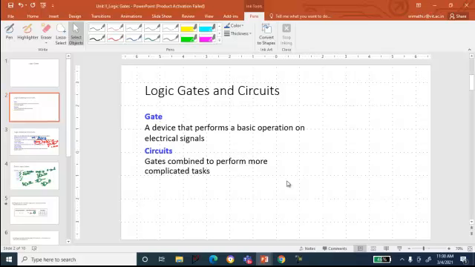For example, if I have a NOT gate, one of the basic gates you already know. What is a NOT gate? It's basically an inverter. If you give an input signal A of value 1, it has to give an output of 0. So the signal is your electric signal. That is how it is related to your electric circuits. A device that performs a basic operation on the electrical signal is said to be a gate.